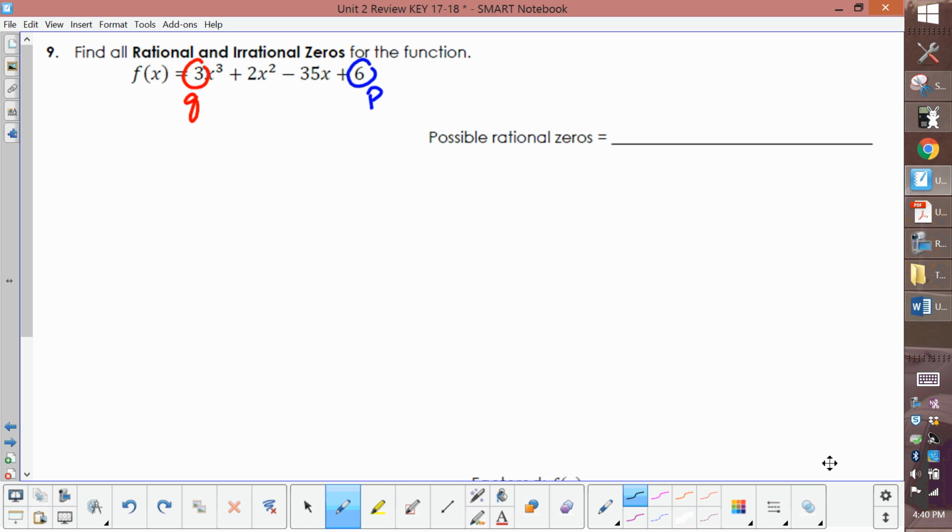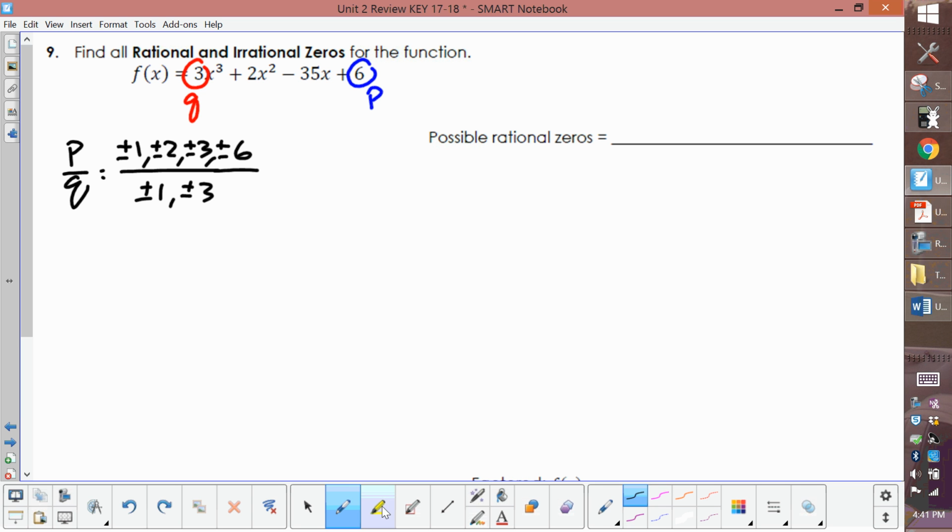Let's change that color up. It's P over Q, and I'm looking for factors of 6. This time I have a few options. So it's plus or minus 1, plus or minus 2, plus or minus 3, and plus or minus 6. And then factors of 3: plus or minus 1, or plus or minus 3. Okay, because we don't know if our signs are positive, negative, or if they're flipped. And this is just a shortened way to write it all out.